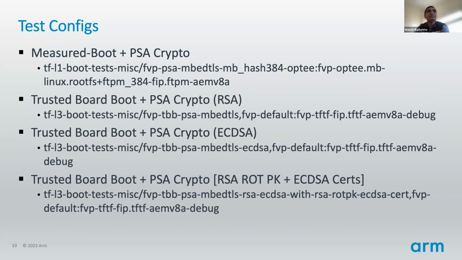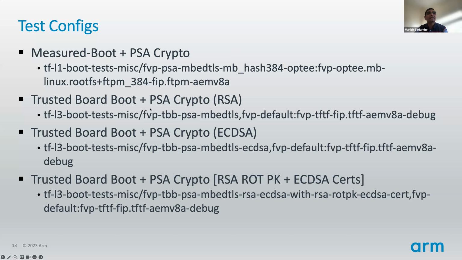We have tested this whole thing using various CI test configurations today. We have measured boot plus PSA crypto, where instead of legacy crypto, I'm using the PSA crypto mechanism to do the hash calculation. If you see over here, the SHA-384 hash is getting calculated, and we have the FTPM application to check whether these hashes are getting calculated or not.